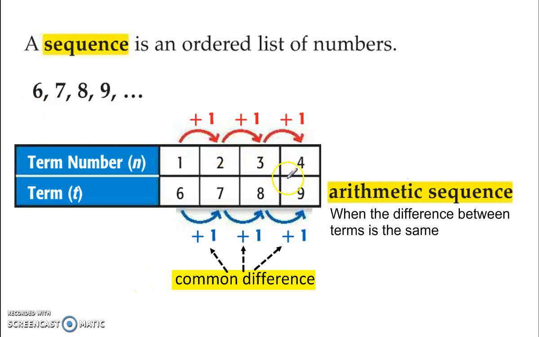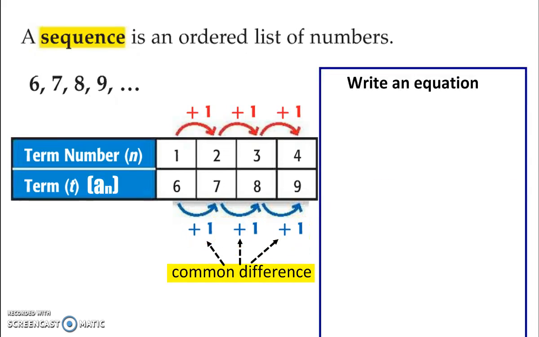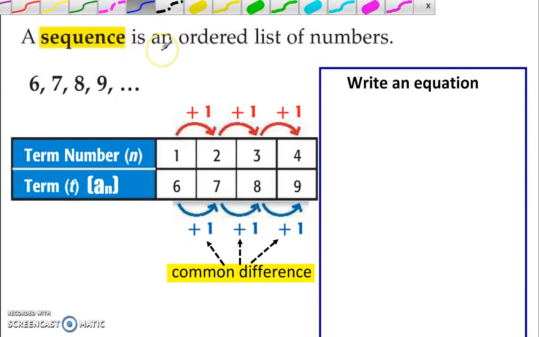Okay, now it is called an arithmetic sequence when the difference between all the terms is the same. Notice here, it's plus 1, then it's plus 1, then it's plus 1 again. So it wouldn't be a common difference if it wasn't all the same, right? If the common difference is the same, then it is an arithmetic sequence. All right, we want to write an equation for this.